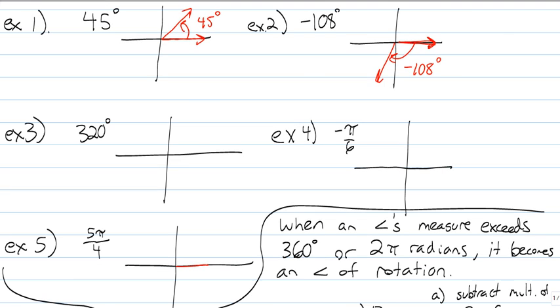So, all right, number 3, almost 360. Well, almost 360 is almost all the way around. So we're going to start here. We're going to go all the way around to about here, and that would be 320 degrees. It's still positive, so we're going in the correct way.